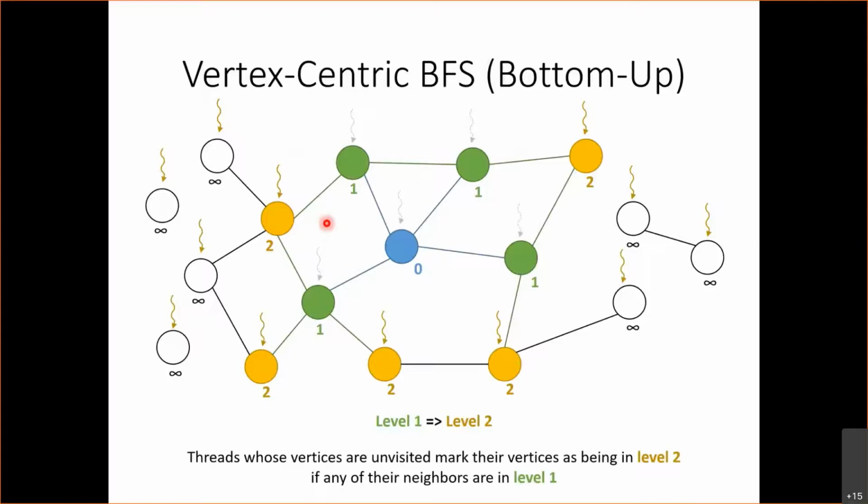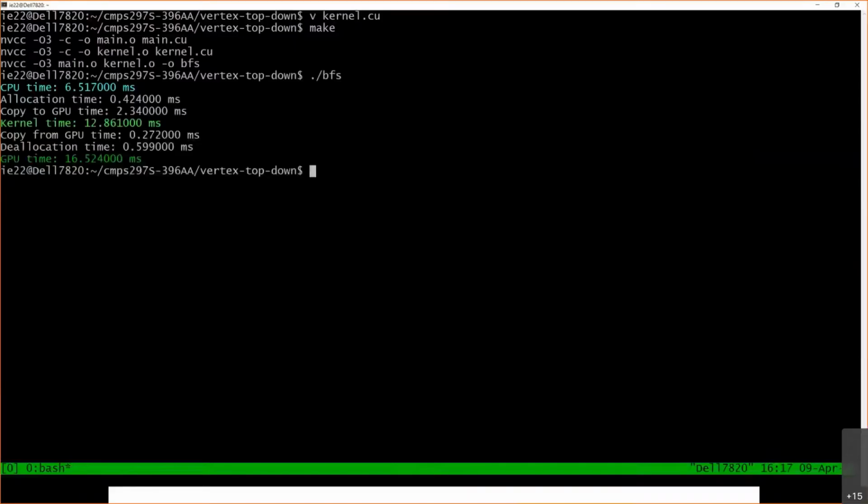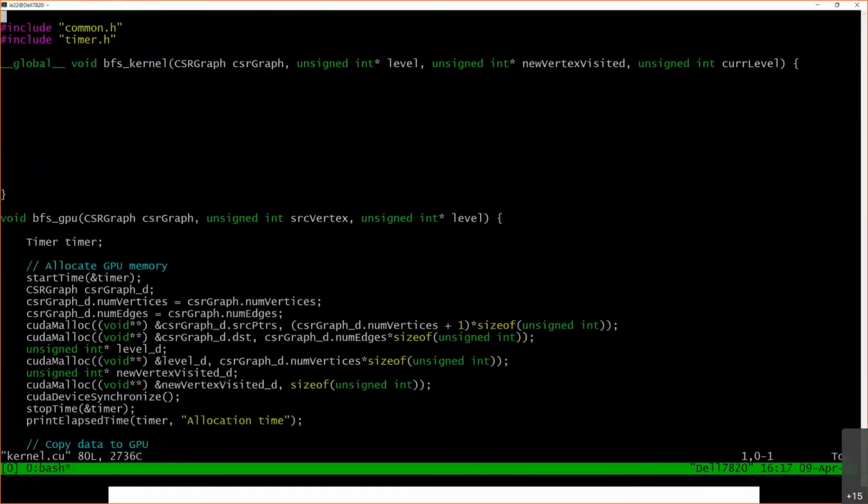Okay, so let's go now and implement this version. I'm going to go to vertex-centric bottom-up, and let's implement this kernel. The host code is going to be all the same. We create the graph, we copy the graph, and we launch as many threads as there are vertices. The only difference is going to be the kernel itself, what the vertices are going to do. Like with the top-down approach, I'm going to assign a thread to every vertex.